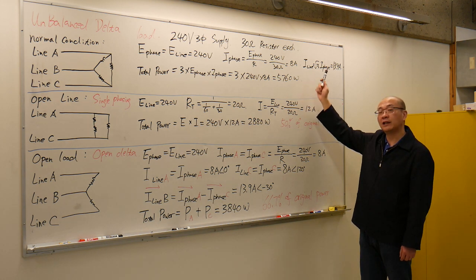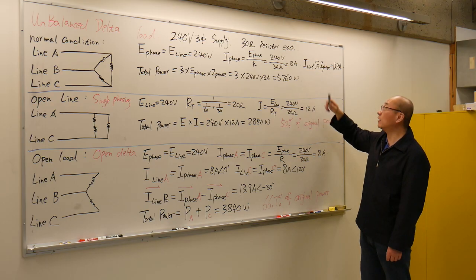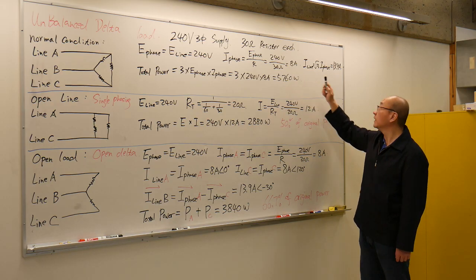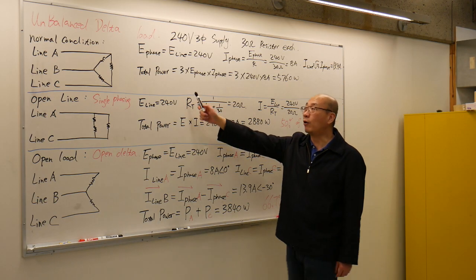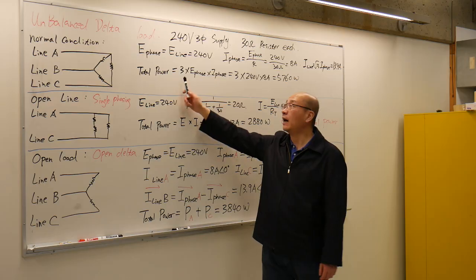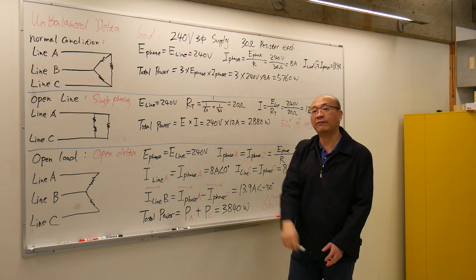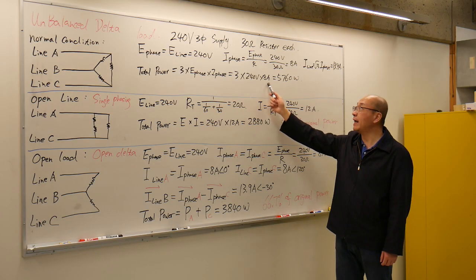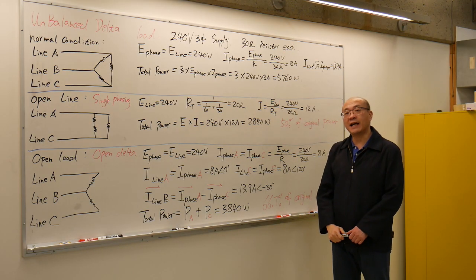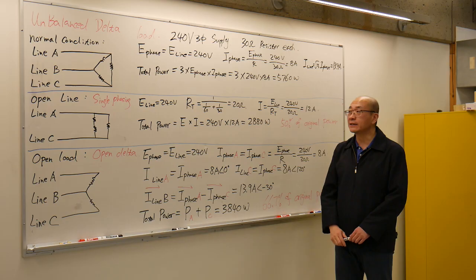Delta connected load, the line current is going to be √3 higher than the phase current. So √3 times 8 amps gives us 13.9 amps. The total power at the normal condition, I use the formula 3 times E phase times I phase. 3 times 240 volts times 8 amps gives me 5760 watts. That's under normal condition.